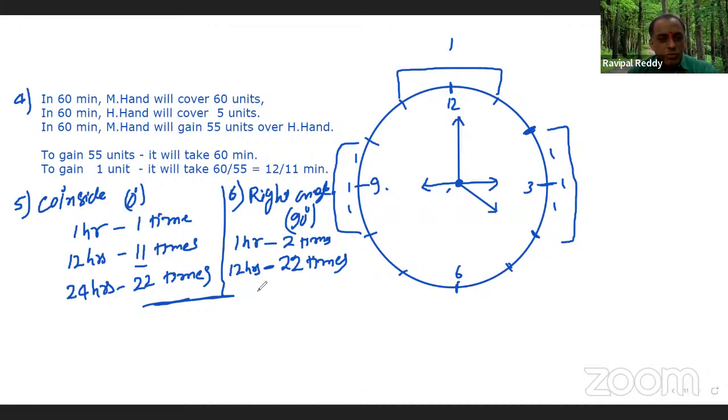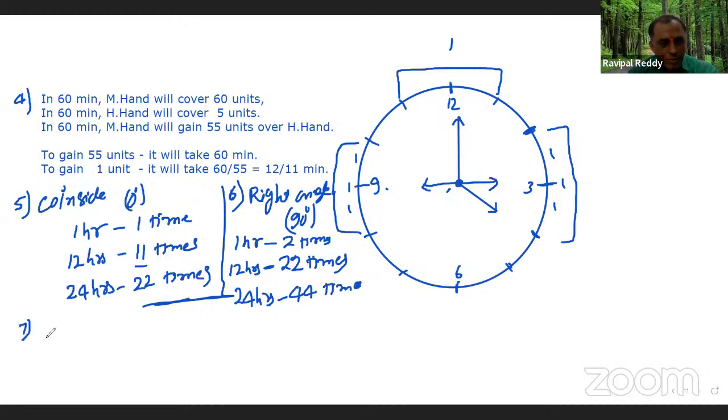Then next one, 12 hours 22 times. In a day means 24 hours. 24 hours, double of 22 is 44. So in a day, 44 times the minutes hand and hours hand will be at a right angle.